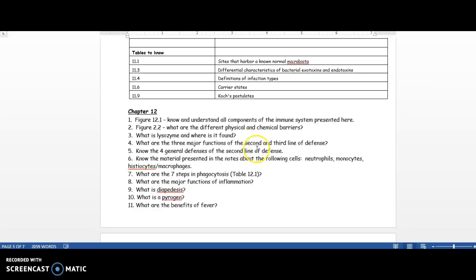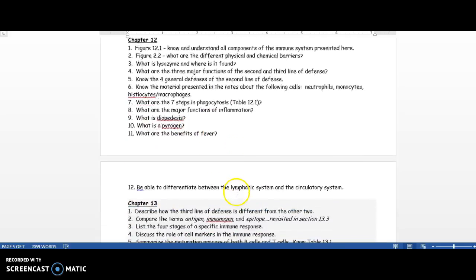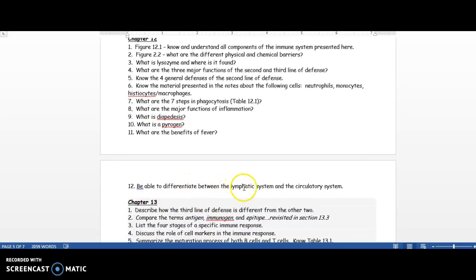What are the three major functions of the second and third line of defense? Know the 4 general defenses of the second line of defense. Look at and know the specific material about the neutrophils, monocytes, macrophages, those guys. Some of this information you can get off of the page on Blackboard that talks about those. What are the 7 steps of phagocytosis? What are the major functions of inflammation, diapedesis, pyrogen, benefits of fever? All right, and differentiate between the lymphatic system and the circulatory system. And that, in a nutshell, is Chapter 12.